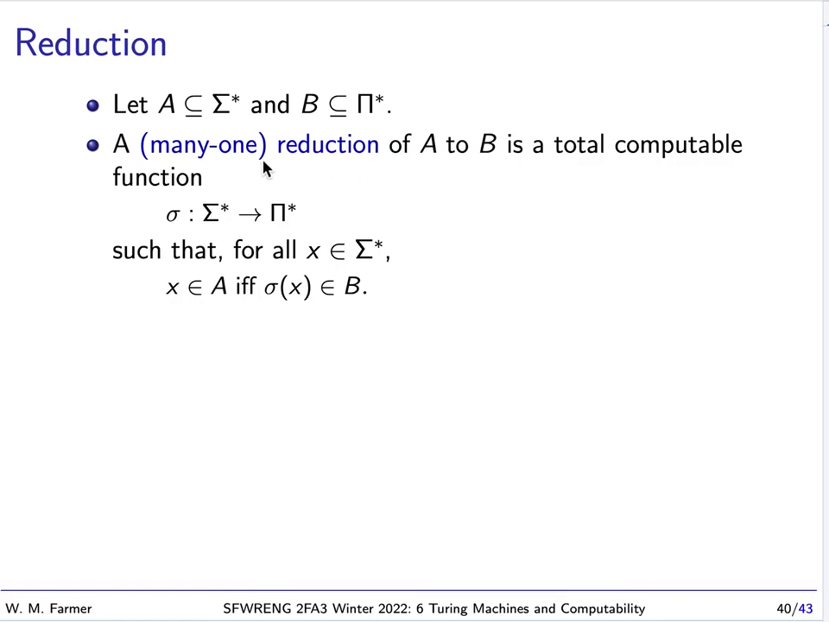And we say we have a reduction, which sometimes we call a many-one reduction of A to B, is going to be a total computable function from strings of sigma to strings of pi, such that x is in A if and only if sigma applied to x is in B. So basically this maps every member of A to a member of B, and the important thing here is that this is a total computable function.